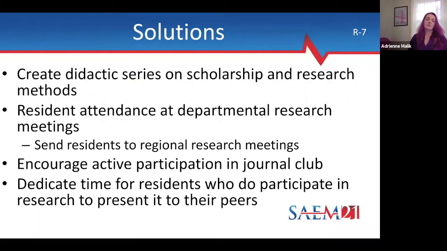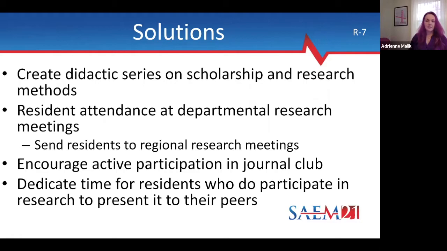This is where creating some of those didactic series on scholarship and research methods can be really helpful. If you have a resident who doesn't really know how to get involved in research, or has an idea and is hesitant to pursue it further, there are lots of resources you can provide them about how to get started in research. Some institutions have even gone so far as to write small handbooks or guides on how to complete research. And EMRA has one that's available to residents also that can take them step by step through how to do any kind of project. So steering them towards some of these resources is a good way to overcome this barrier.